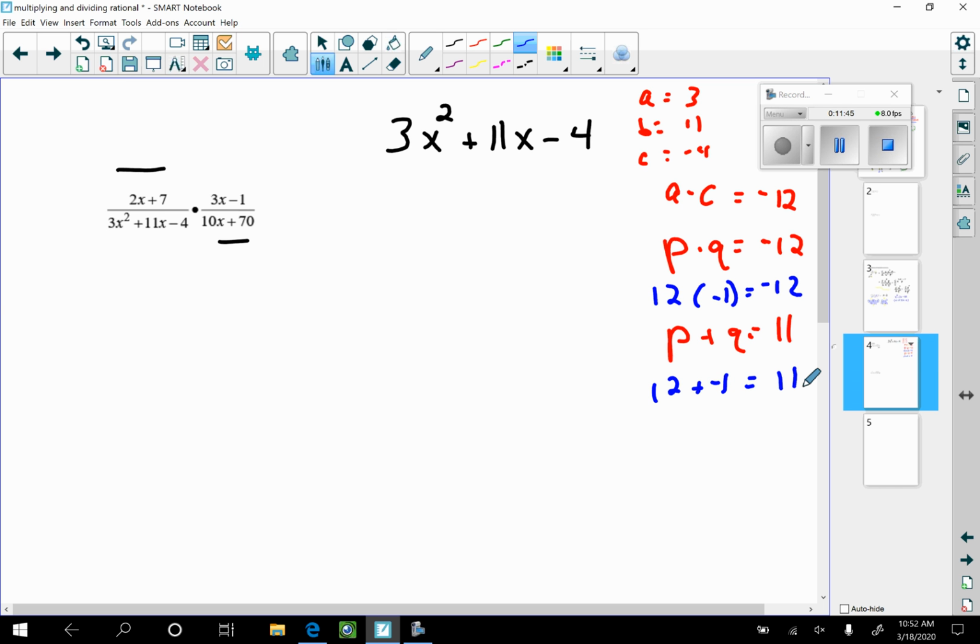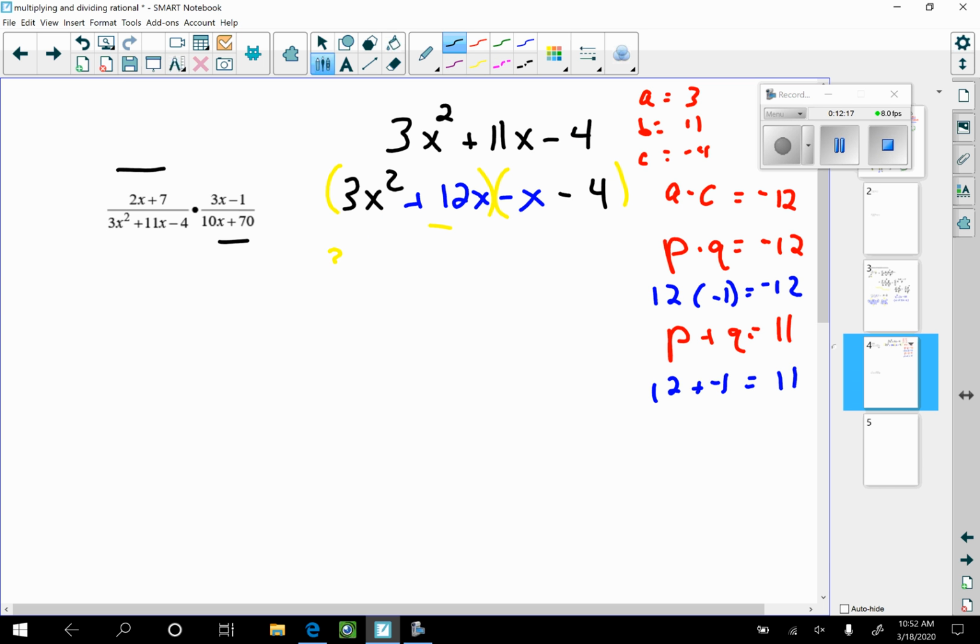So this will be a good review of factoring trinomials. Now I have my P and the Q, so I'm going to write this as 3x squared plus 12x minus x minus 4. And you know what to do now. I'm going to group those guys and factor out a common term from each of these two binomials.